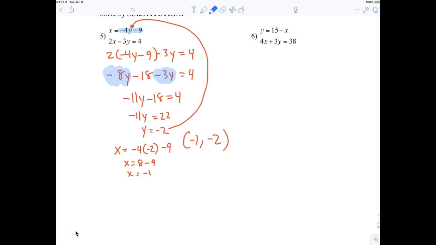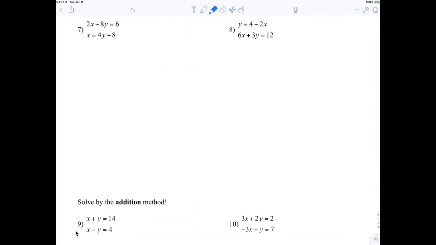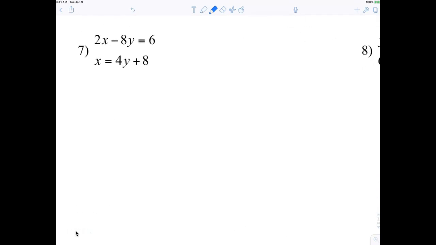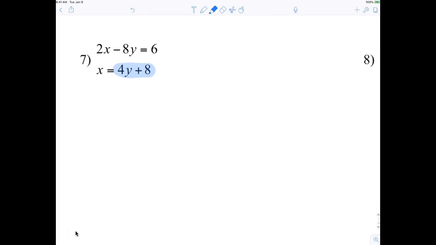Now, we're going down doing the odds, guys. So now I'm on question number 7. You're going to make a substitution on question number 7. Now this time, wherever you see an x, you're putting 4y plus 8. So this is coming right in here for x. That whole thing. So now, 2, open parentheses, 4y plus 8, close parentheses, minus 8y equals 6.